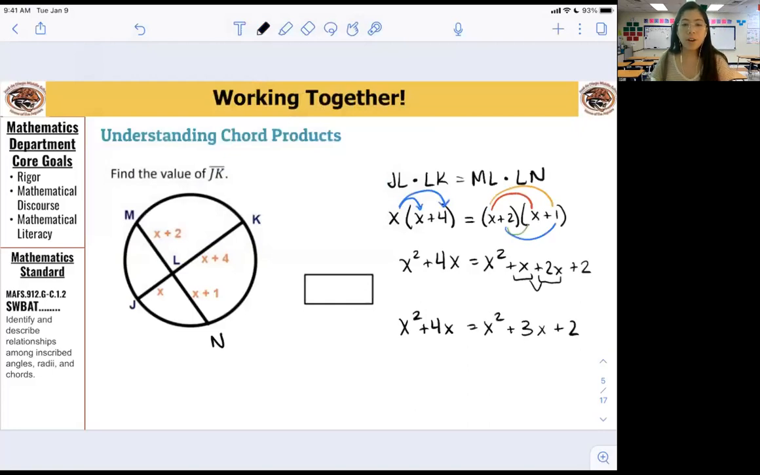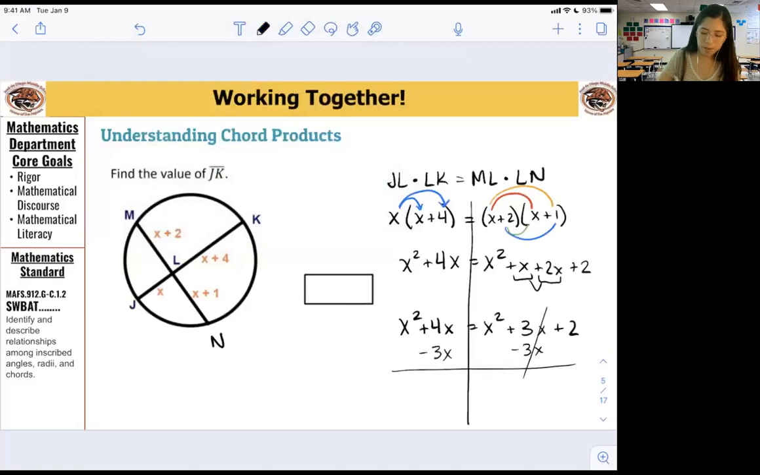And now I can start to solve the equation using inverse operations. We're going to move things around. So Alejandro said minus 3x. Let's do it. Minus 3x. So if I subtract 3x on the right side, I'm going to do it as well on the left side. 4 minus 3, I get 1. Oops, equals x squared plus 2.